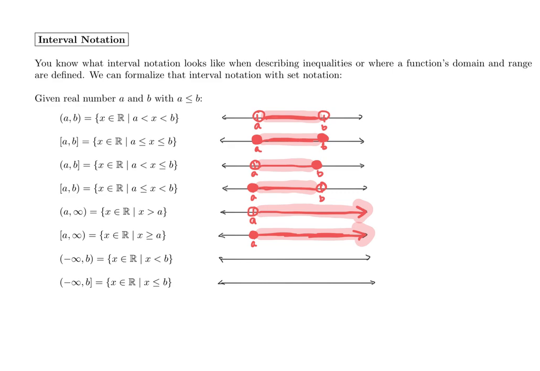Now we never include infinity or negative infinity with a bracket, because you can never actually stop there since it doesn't end. You'll never be able to literally stop on infinity, so we will never have it included with a bracket. You'll notice in the seventh one here we have negative infinity to b, and in the eighth we also have negative infinity to b. For the seventh, b is not included, and for the eighth, b is included. And these go all the way down to negative infinity.